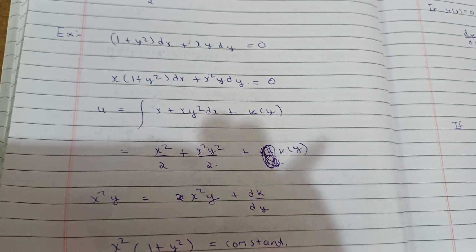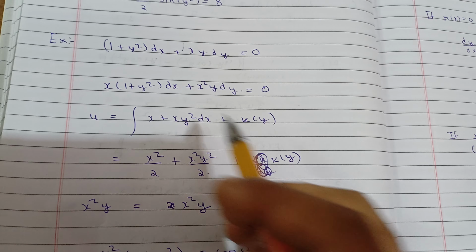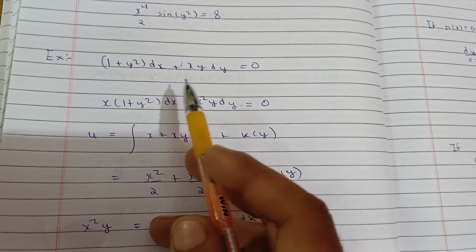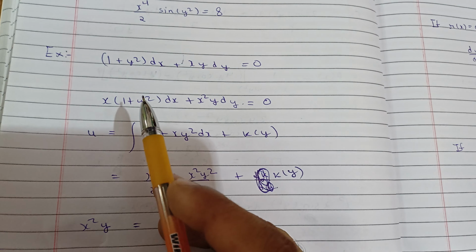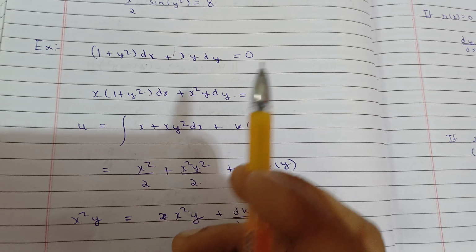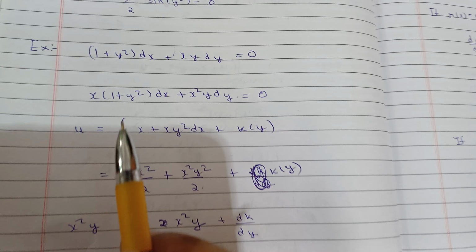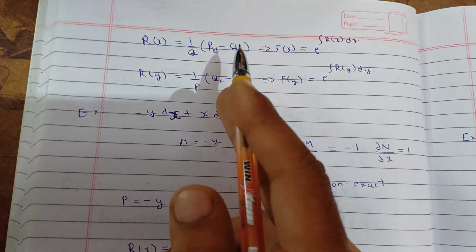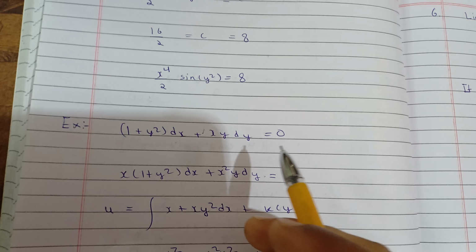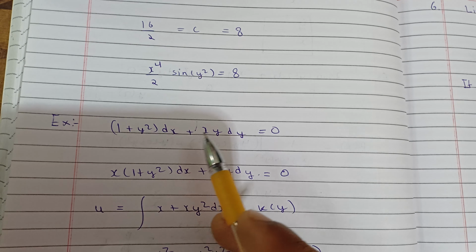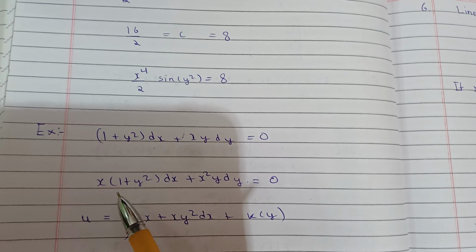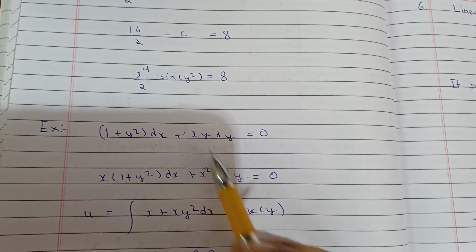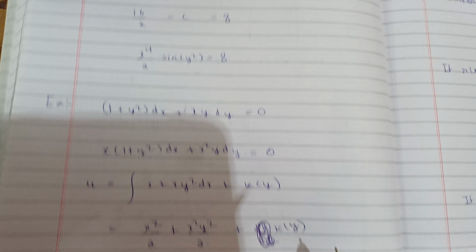Okay, let's take one more example. This: (1 plus y square) dx plus xy dy equal to 0. This is also not exact, so try to find the integrating factor using the same formula, (Py minus Qx) divided by Q. If you try to solve, you will get the integrating factor as x. So multiply with x in the whole equation, which gives x(1 plus y square) dx plus x square y dy equal to 0.